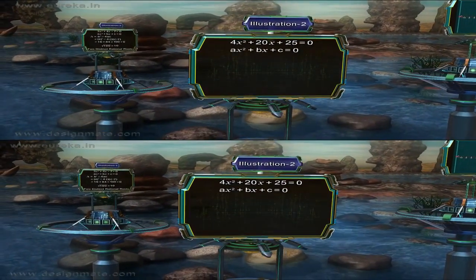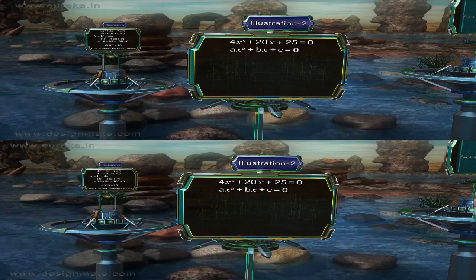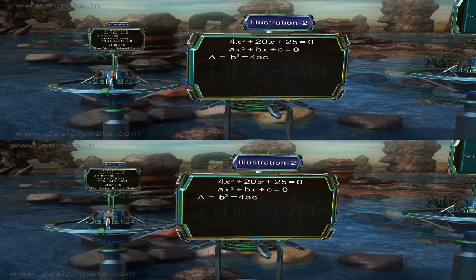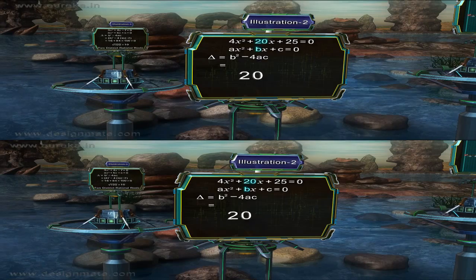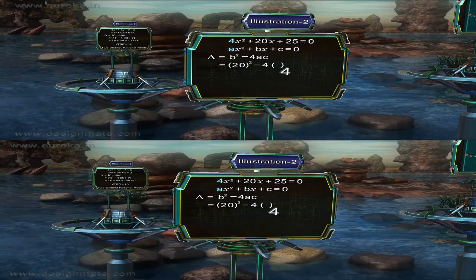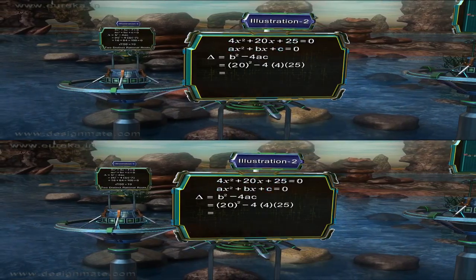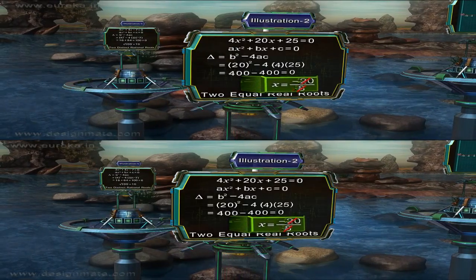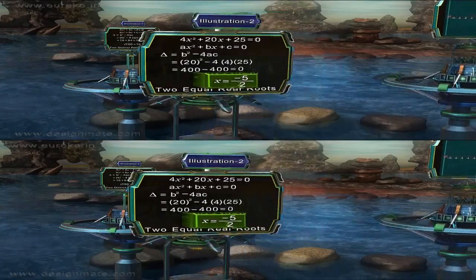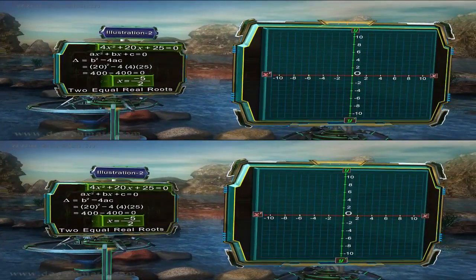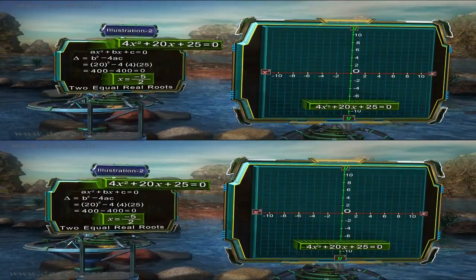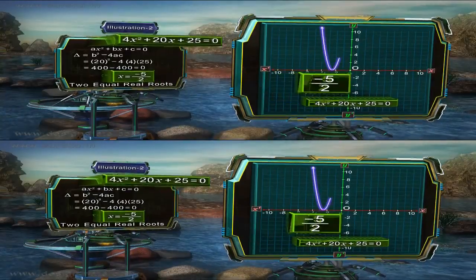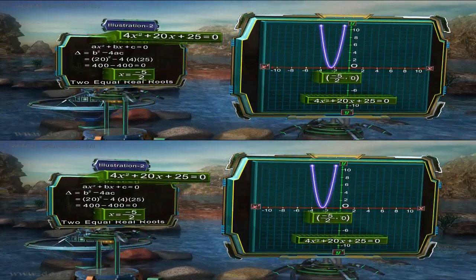Now we will find the discriminant of the equation. Delta equals b square minus 4ac equals 20 square minus 4 into 4 into 25 is equal to 0. Thus, the quadratic equation has two equal roots, or we can say it has one real root. The graph of this function will be an upward opening parabola intersecting the x-axis at one point.